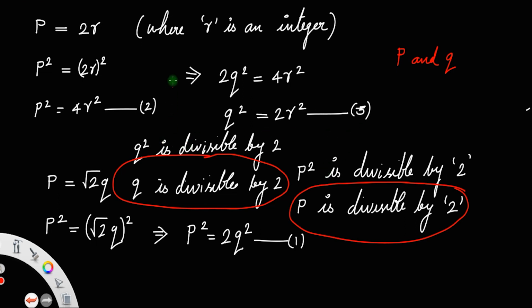Our statement was that root 2 is rational, and it is wrong. So definitely root 2 is irrational. So, by the method of contradiction, root 2 is irrational. Clear?